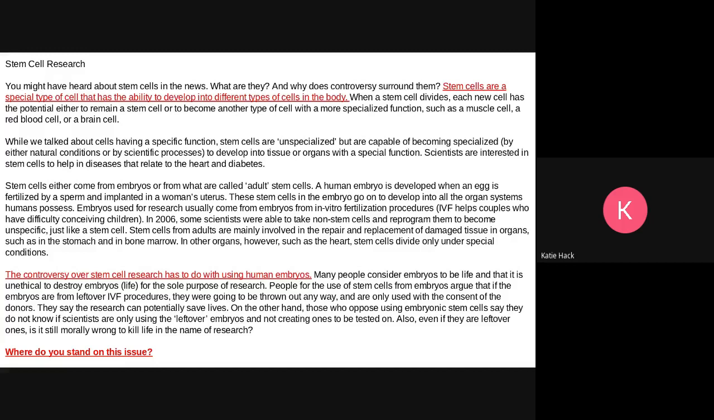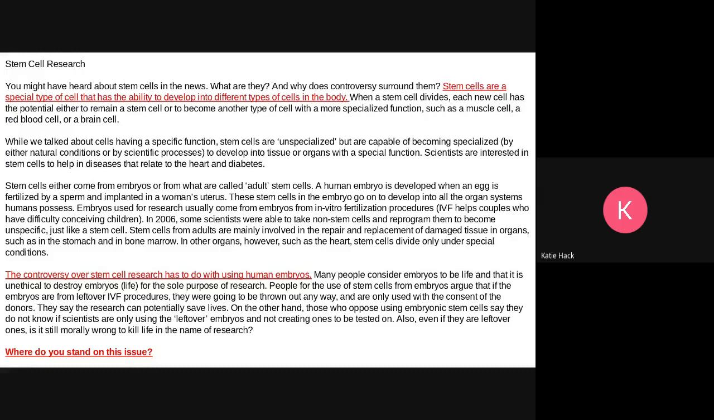Now, what is the controversy? So what is a stem cell? The stem cell is a special type of cell that has the ability to develop into different specialized cells. Or you could say it is an unspecialized cell that can become specialized. Now, the controversy over stem cell research has to do with those human embryos, because human embryos can become another person, right? An embryo is the starting stage of what turns into a baby and then a person, okay?